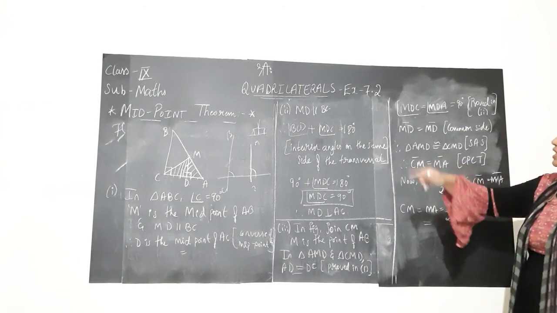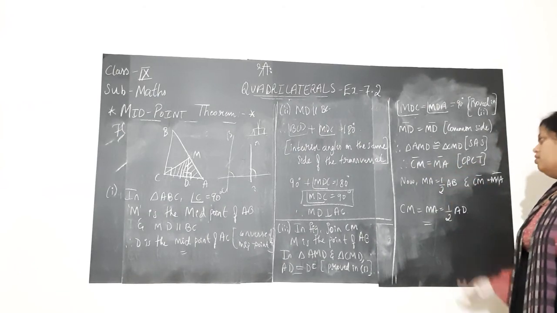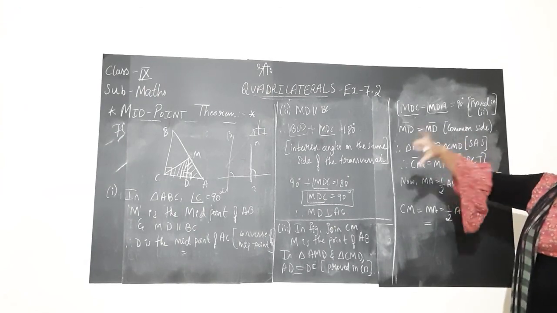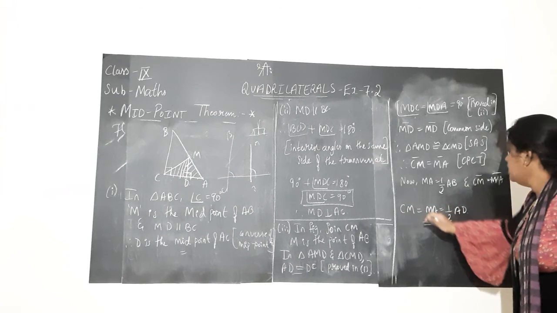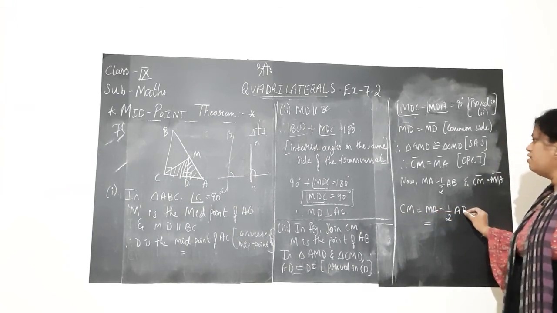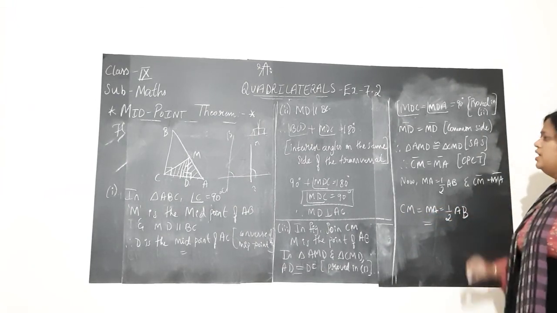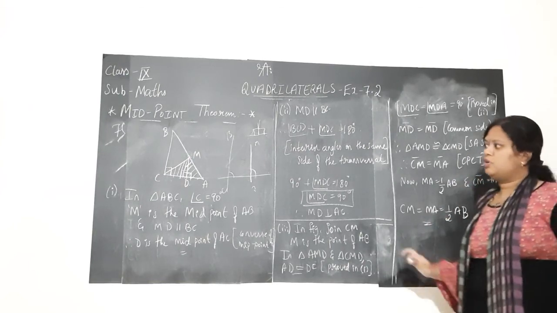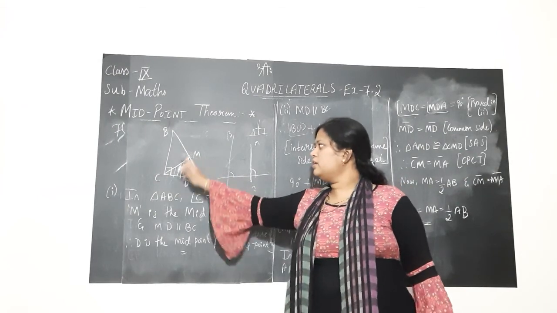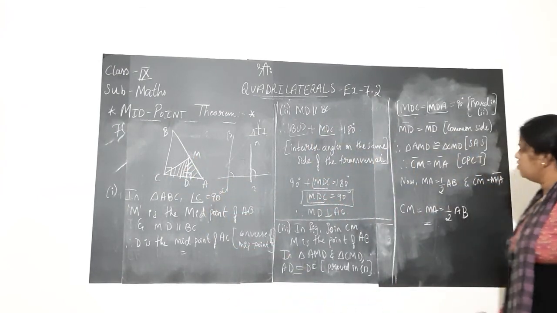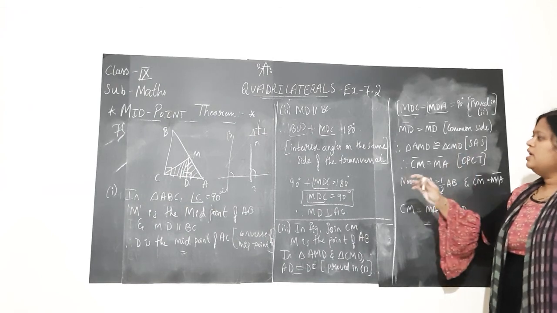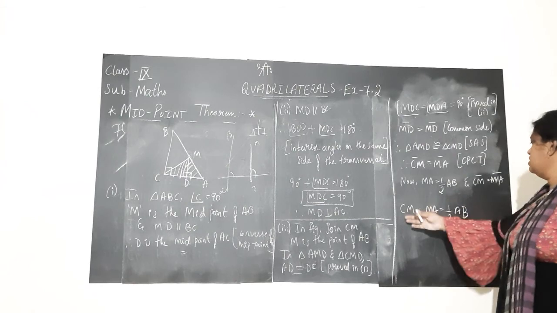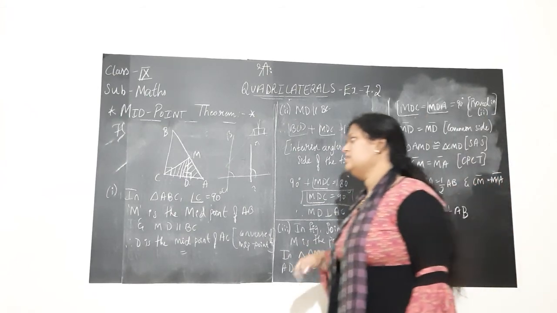By CPCT, CM is equal to MA. Now MA is half of AB and CM is equal to MA. You can say CM is equal to MA is equal to half of AB, not AD, half of AB. That is the required proof, children. That is what we proved. These two triangles are congruent and by CPCT those two sides are also equal. Already we knew MA is half of AB, and we have also proved CM is equal to MA. CM equals MA equals half of AB. That is the required proof.